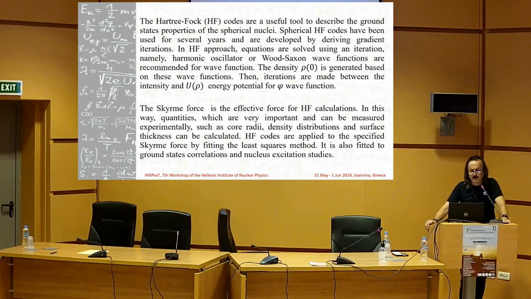In the HF approach, equations are solved using an iteration, namely harmonic oscillator or Woods-Saxon wave functions are recommended for the wave function. The density rho is generated based on these wave functions. Then iterations are made between the density and the potential for the wave function. The Skyrme force is the effective force for each HF calculation. In this way, quantities which are very important and can be measured experimentally, such as core radius, density distribution, and surface thickness can be calculated.